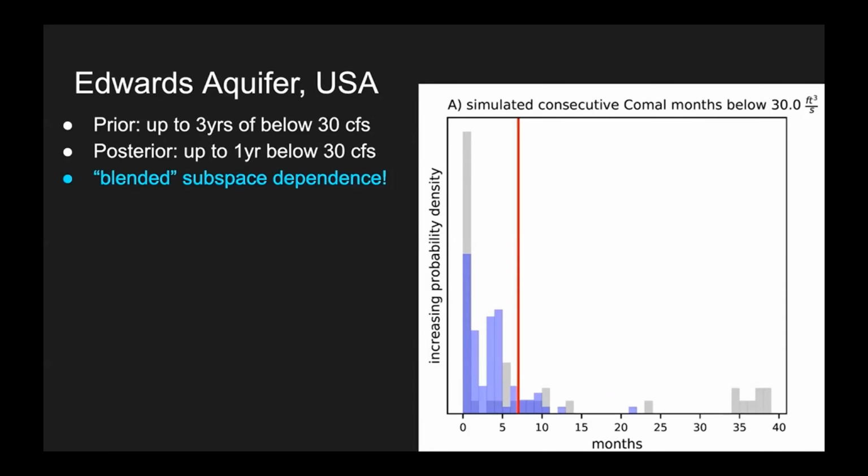In the prior stance, the gray histogram here, we can see that in fact we can't discount the possibility that there would be 36 to 40 months of consecutive flow below 30 CFS at Comal. But through history matching and through assimilating prediction-relevant information into the parameters, we now can reject the possibility that there's going to be an extreme or prolonged period of consecutive no flow months, and instead we're centered between 0 and 10 consecutive months, and 6 months was actually what was observed in the historic period.